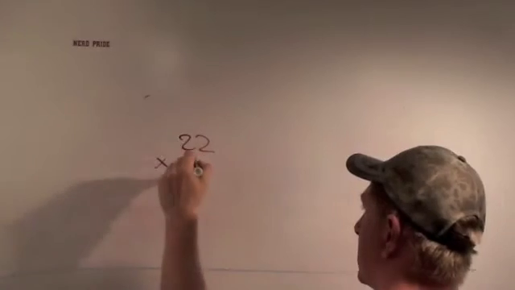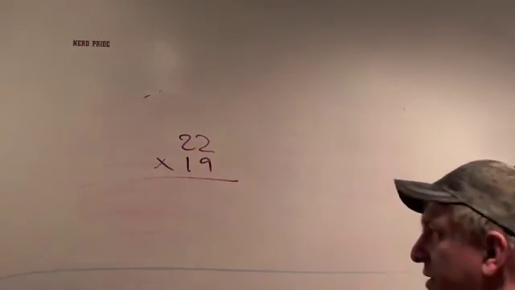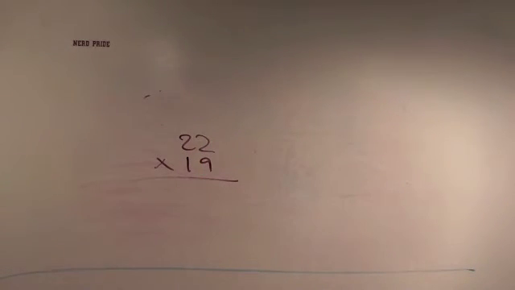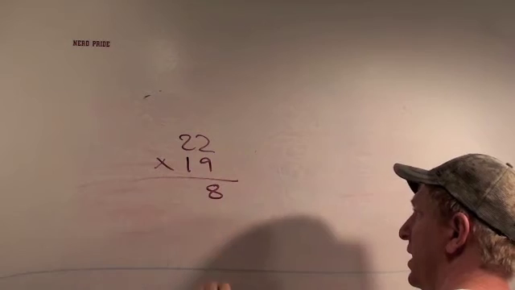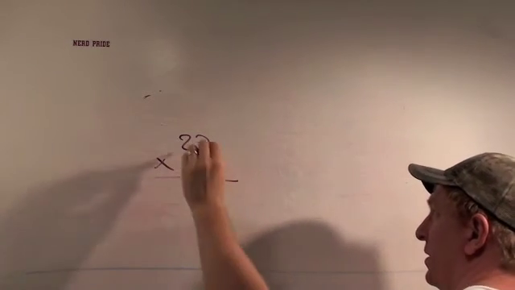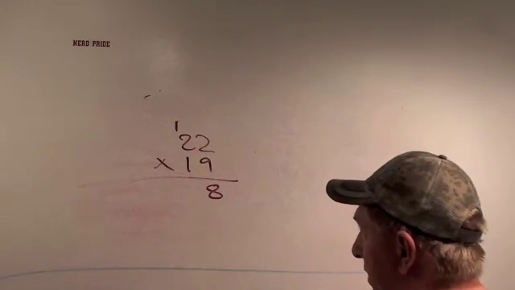22 times... How about 14? Okay. How about 19? Okay. So I just want to have some carrying. 22 times 19. What's the first thing we do? Well, we do 9 times 2. 9 times 2 is? 18. So I write an 8. And what do I do next? We put the 1 next to the 2.